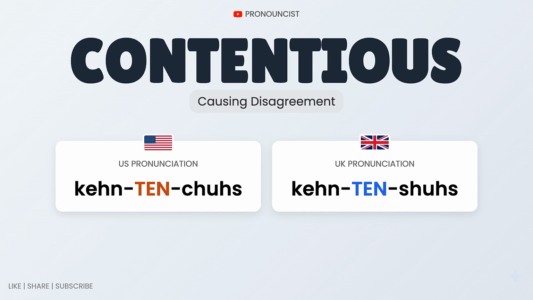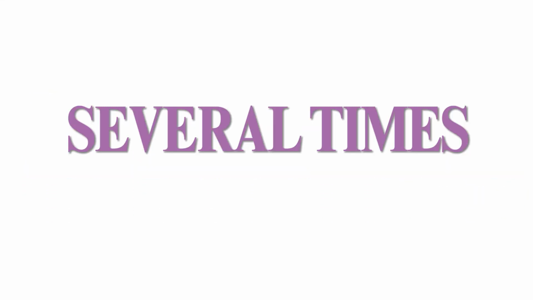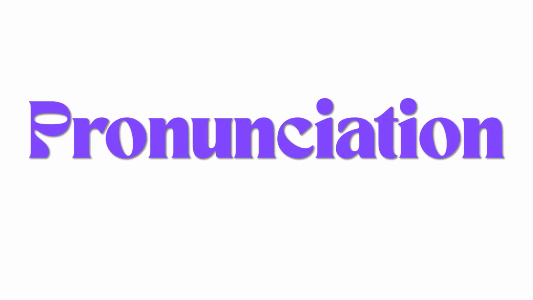Contentious. Contentious. Practice repeatedly and you'll soon be able to say this word perfectly. The best way to practice is to repeat the syllable multiple times. The meaning of the word is causing disagreement. Try repeating this word several times to improve your pronunciation.